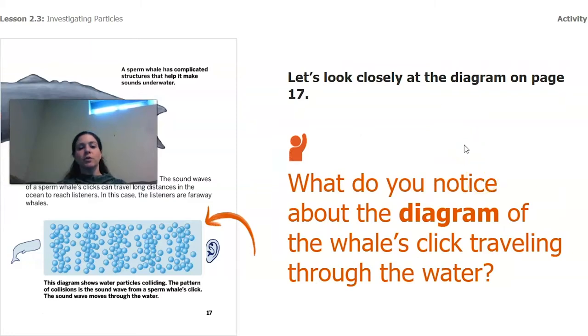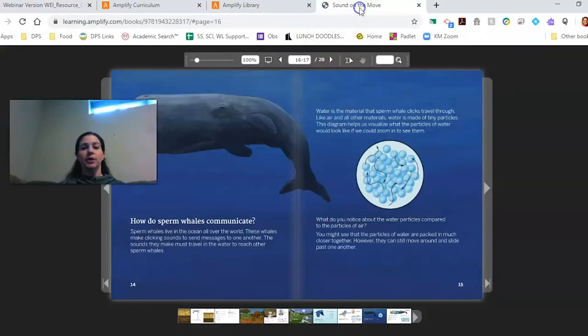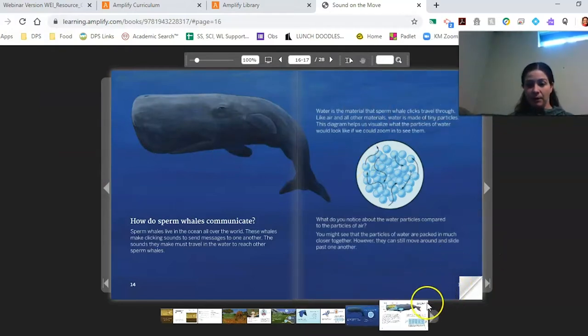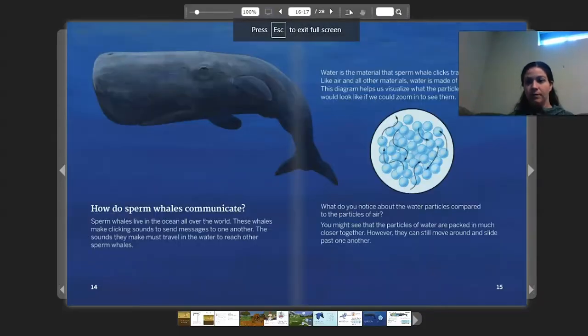So I'm going to read you the rest of the book. We read up to, I think, page 13. We read about mountain bluebirds, and we learned about their syrinx that vibrates. So now we're going to learn about some different animals. We're going to start on page 14. Let's see if we can make this a little bit bigger. There we go.